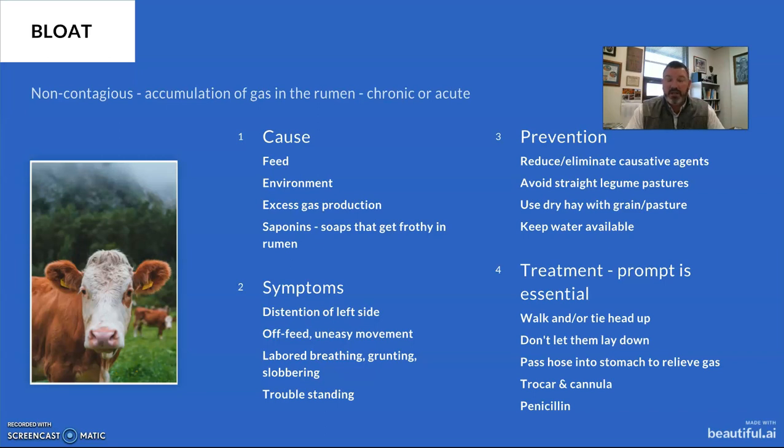You'll see it signified by a distension or an extension of the left side of the cow. They'll probably stop eating and move in a really stiff and uneasy fashion. If it gets really bad, the more gas that builds up, it puts a lot of pressure on the diaphragm and they have trouble breathing. They may start grunting, they may slobber, and eventually have trouble standing.